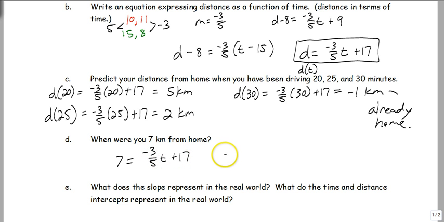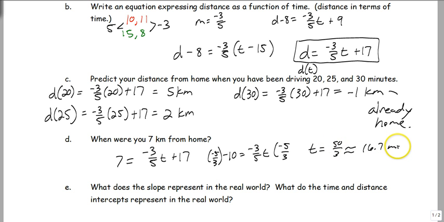You subtract 17 and you get negative 10 is equal to negative 3/5 t. Hopefully you guys are good with, again, multiplying by the reciprocal, so you can solve for t with fractions, and you get t is equal to 50/3. In this case, since we're dealing with time, it's approximately 16.7 minutes.